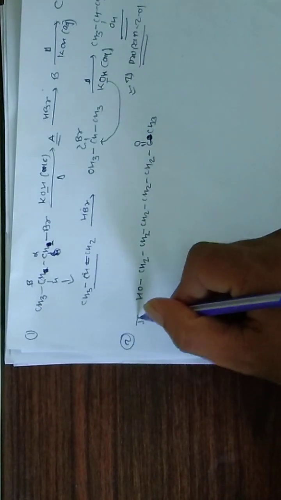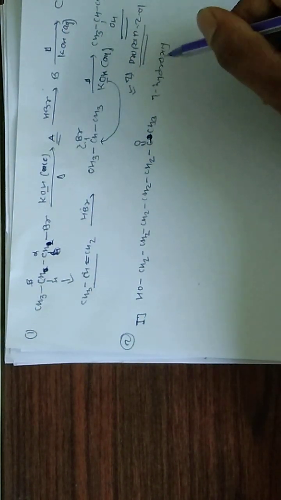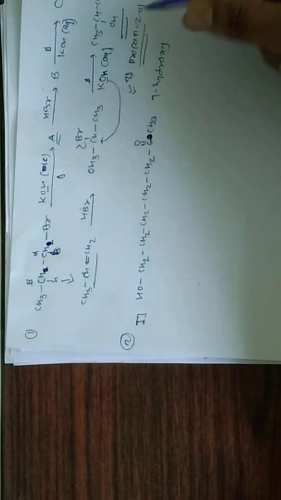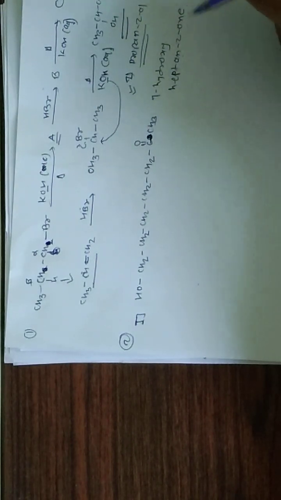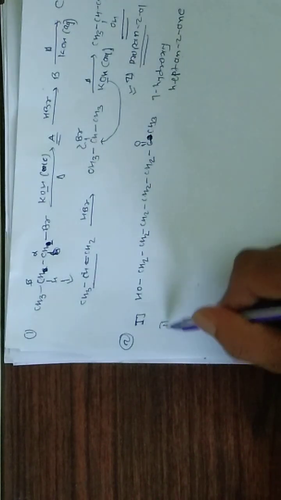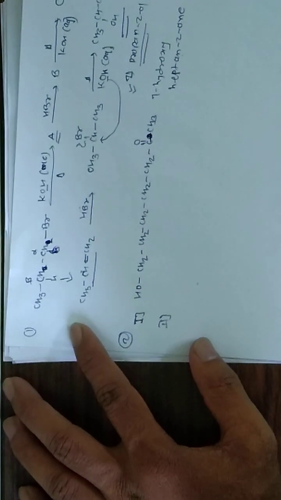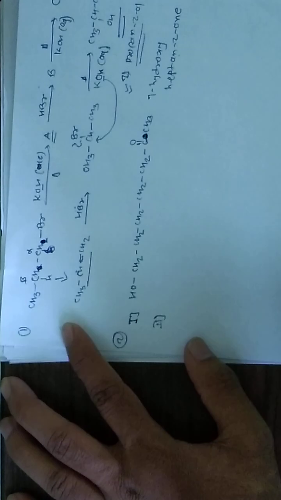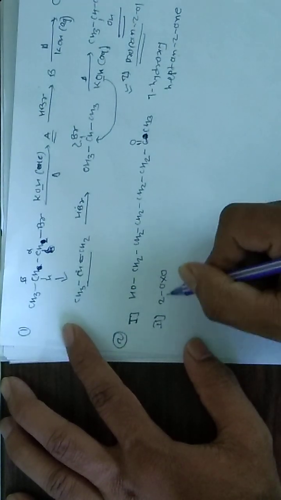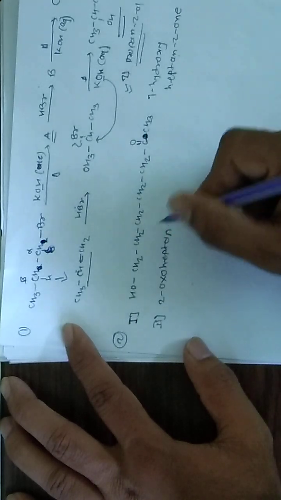In the first statement, the IUPAC name of that compound is given as 7-hydroxyheptan-2-one. And the second statement says 2-oxoheptan-7-ol is the correct IUPAC name of the above compound.